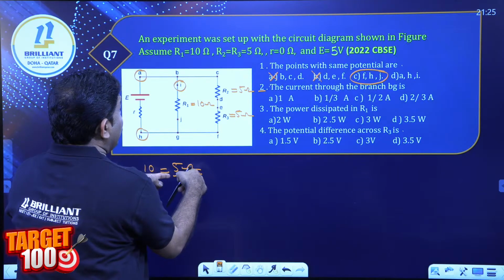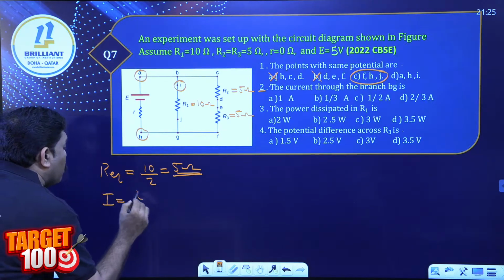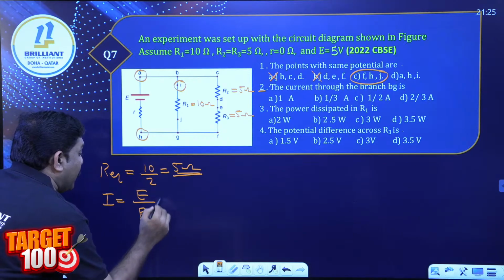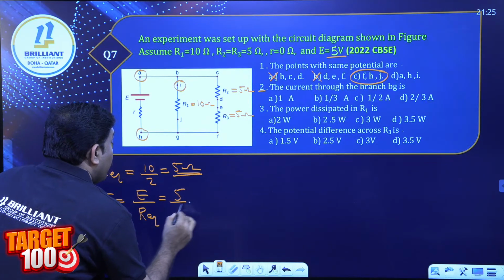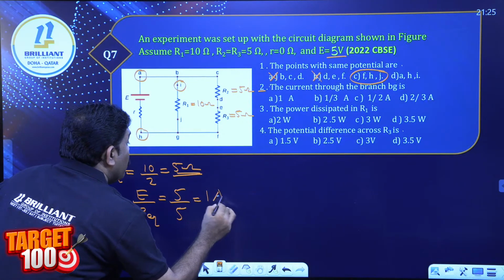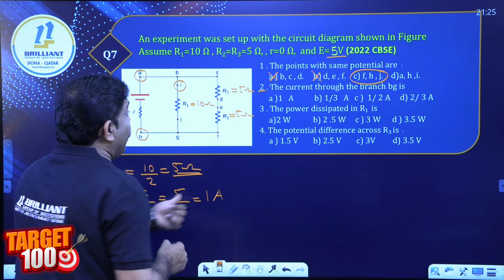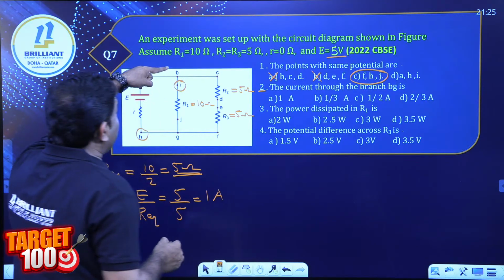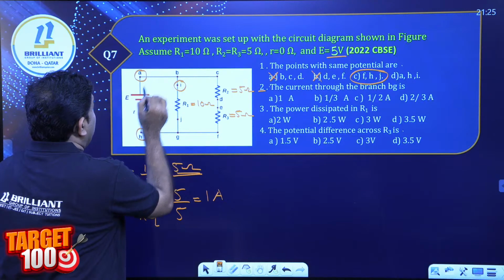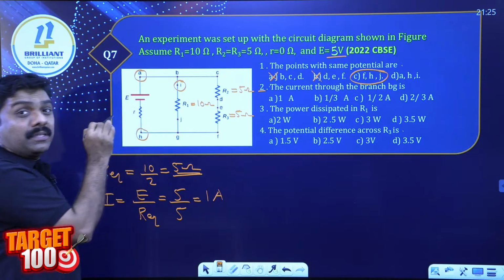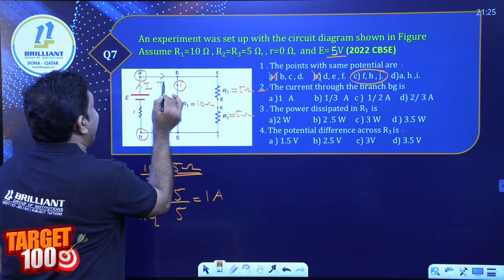Now that we have R equivalent as 5 ohm, I can find the current. I is equal to E by R equivalent. What is the EMF given in the question? 5. So 5 divided by 5 is equal to 1 ampere. So the current is 1 ampere. Now, how will I calculate the current flowing through the branch BG? Look, current flows from the positive terminal of the cell, so the current I flows like this and reaches here.